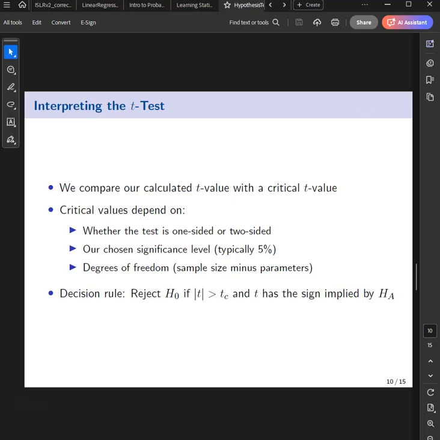Our decision rule is simple. We reject the null if the absolute value of the t statistic is greater than the critical value, and the t has the sign implied by the alternate. So for example, if the alternate hypothesis suggests a positive effect, we reject the null only if t is both large enough and positive.